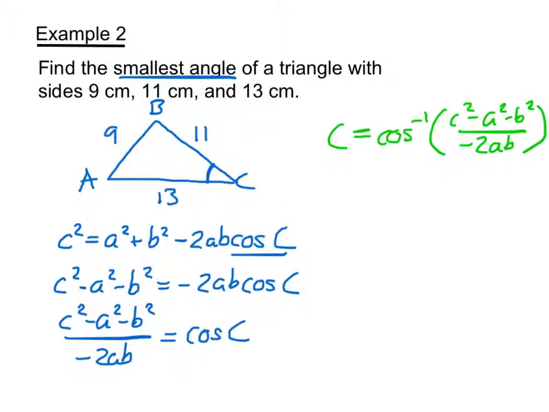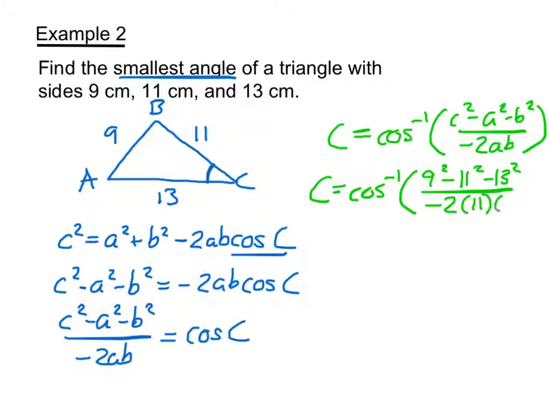And now I have my expression written in variables, and it's just a matter of plugging in the numbers. So I have the inverse cosine of 9 squared minus 11 squared minus 13 squared over minus 2 times 11 times 13. And if I plug this into my calculator, I get angle C, which is 43 degrees, 43.0.